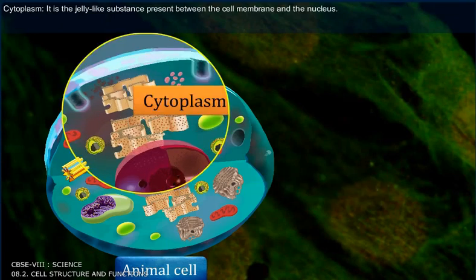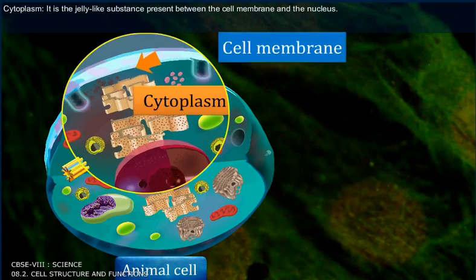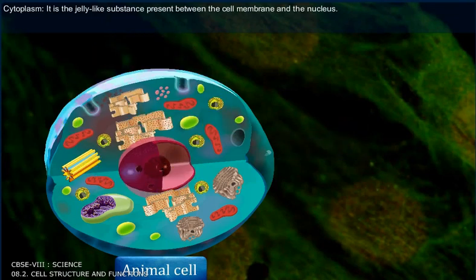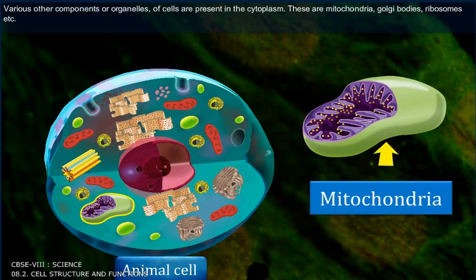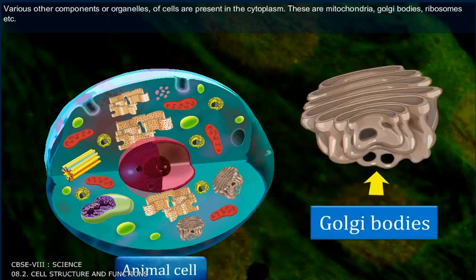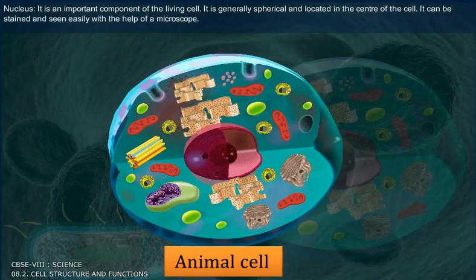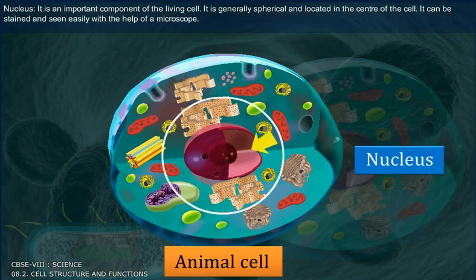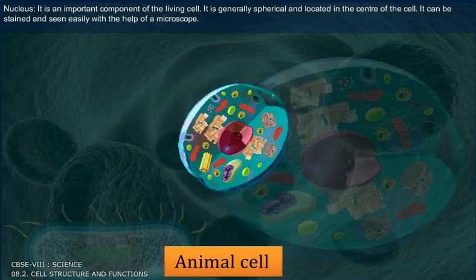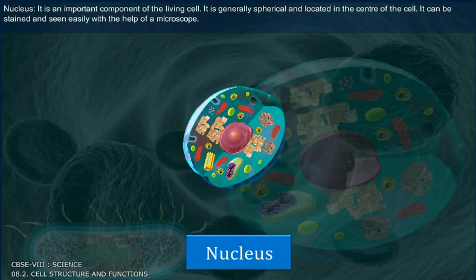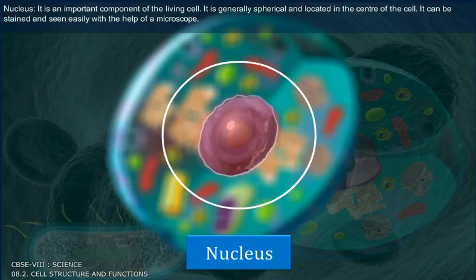Cytoplasm. It is the jelly-like substance present between the cell membrane and the nucleus. Various other components or organelles of cells are present in the cytoplasm. These are mitochondria, Golgi bodies, ribosomes, etc. Nucleus. It is an important component of the living cell. It is generally spherical and located in the center of the cell. It can be stained and seen easily with the help of a microscope.